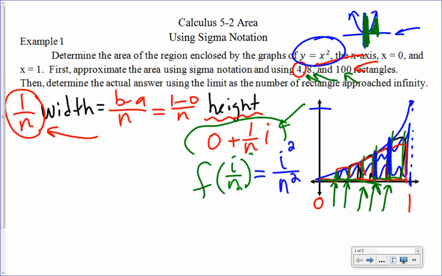Okay, so here we go. Let's give this a try. Here's sigma. Wait a minute, what are we going to add up? We're going to add up the area of these rectangles, right? How do you take the area of a rectangle? Width times height. With me on that?